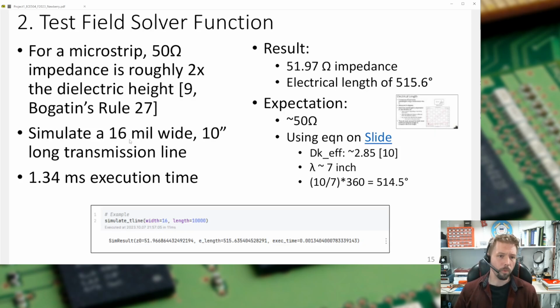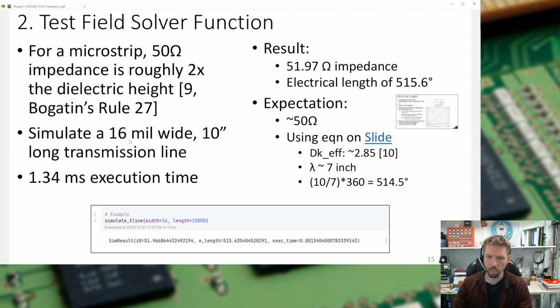Next, in the code, I did a quick test on the field solver function. So I input a width of 16, according to Eric Bogatin, his rule number 27, which is that for a 50 ohm microstrip, you want to use a trace width that's roughly twice the dielectric height. So I'm using an 8 mil dielectric, so a 16 mil trace width, and I used 10 inches or 10,000 mils as the length. Now this executed in 1.34 milliseconds using the field solver, and it results in an impedance of 51.97 ohms, which is pretty close to the rule of thumb, and an electrical length of 515 degrees. Now the expectation was that it would be 50 ohm, and it was pretty close.